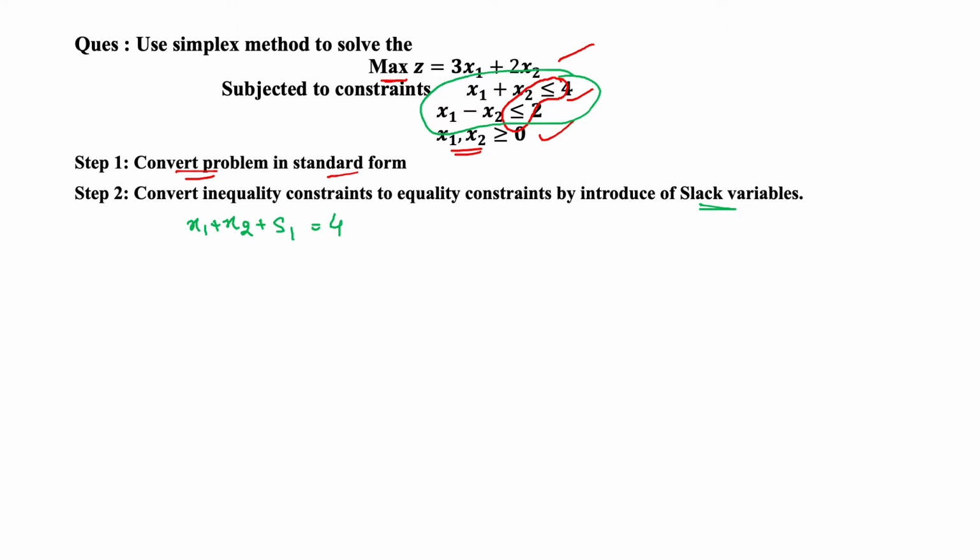Similarly, for the other equation I am going to add another new variable s2, which will make my left hand side and right hand side equal. That's how I converted my two inequality constraints into equality constraints. The next step is to write the updated problem. Updated problem means if it was minimization, now my new problem is in the form of maximization.